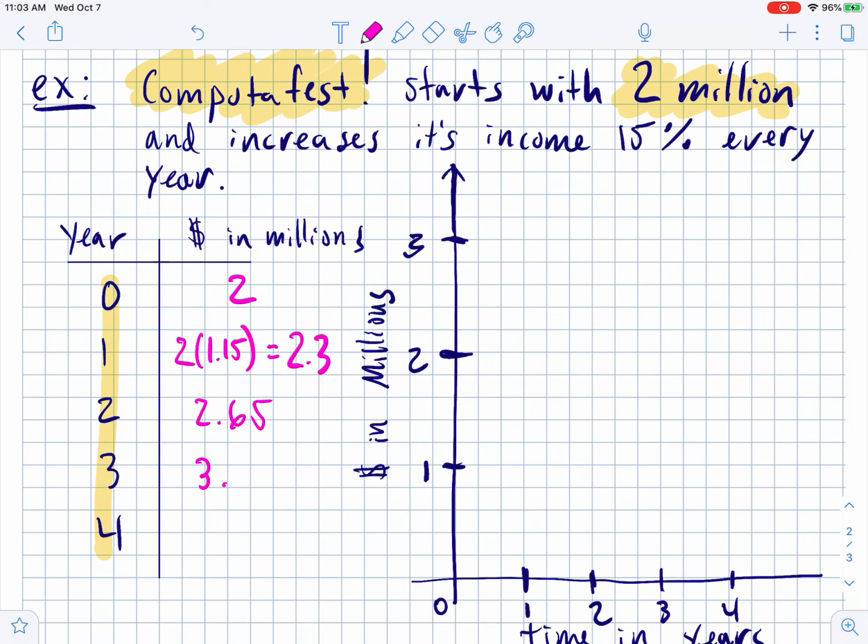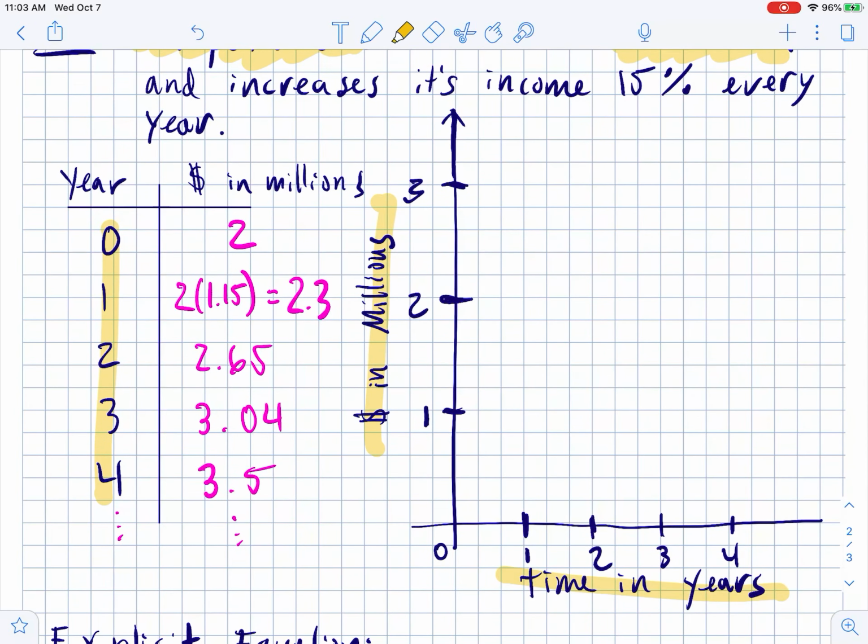And then the next year would be 3.04, and then times 1.15 again, 3.5, about. And this could continue. So, notice my graph. I have money on the left in millions and time in years on the x-axis. So, at year 0, they're starting at 2 mil. Then, after the first year, they go up to 2.3.